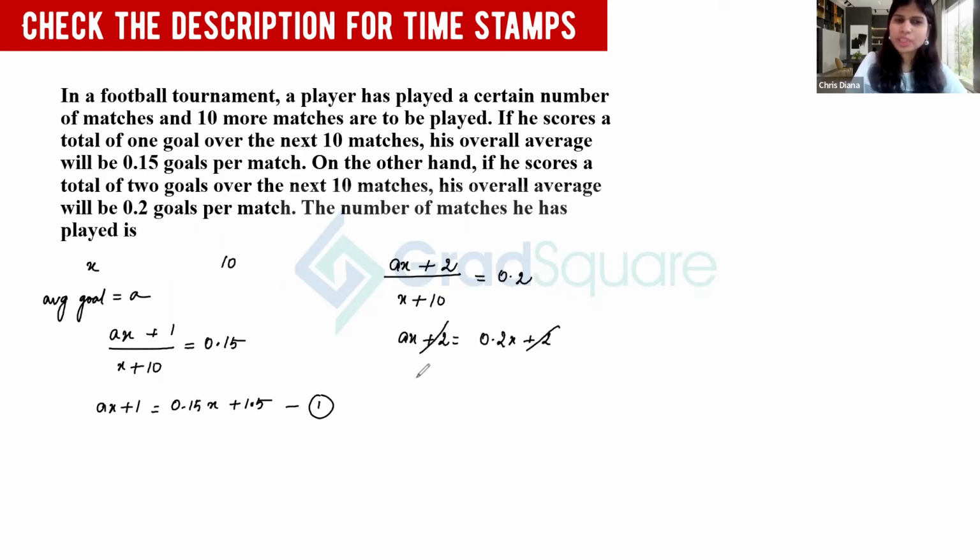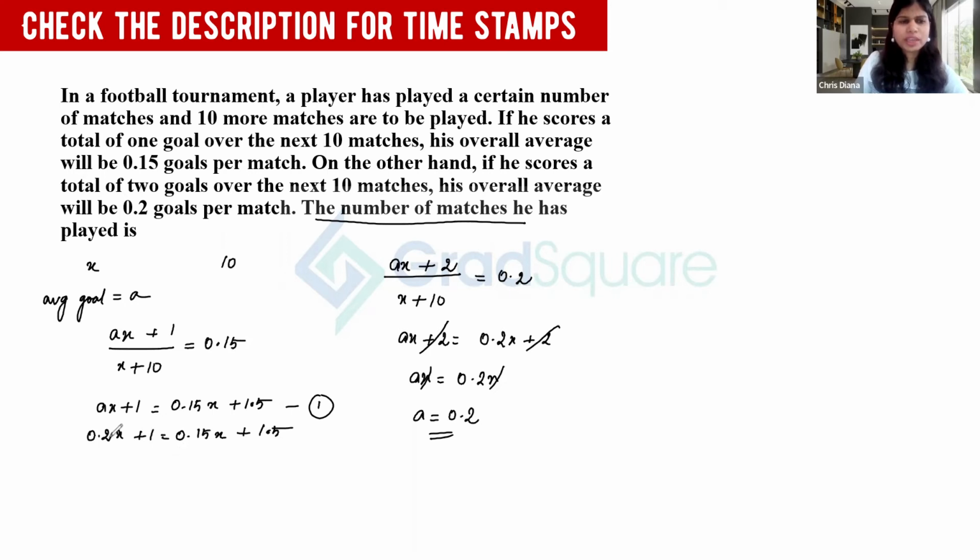Now, plus 2 gets cancelled out. AX is equal to 0.2x. X gets cancelled. A is equal to 0.2. Now what is 0.2? 0.2 is A, which is the average goals scored in the first X matches. But that's not what I have to figure out. I have to figure out the number of matches, that is X. So let me try to put this A's value in the first equation. 0.2x plus 1 is equal to 0.15x plus 1.5.